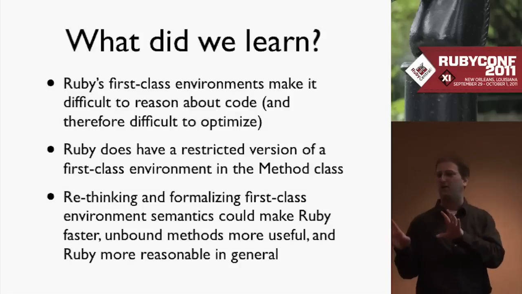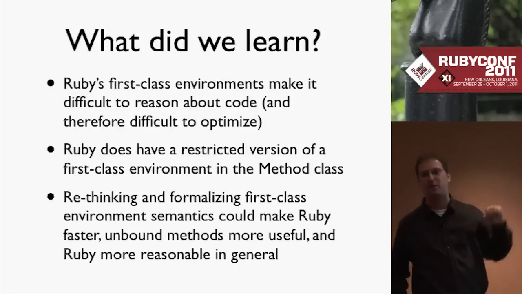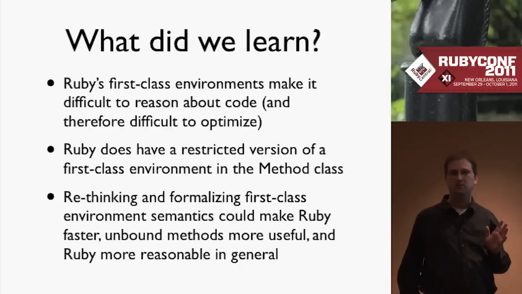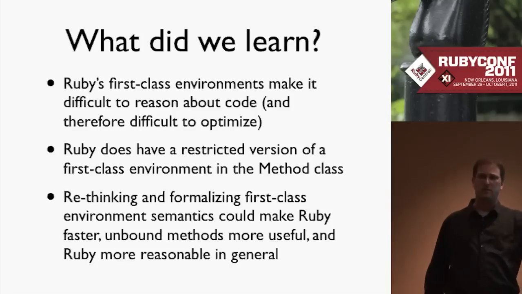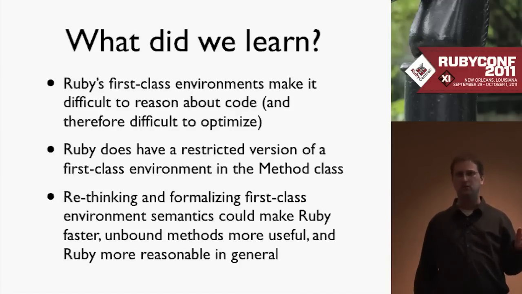We also have an eye to a way that we might be able to get to something more sensible with the method class, right? In fact, I think if we found a happy medium, it would benefit both first-class environments on procs and also the method objects that you get from calling the method method. Because currently when you call the method method, you can turn that method into a proc, you can unbind that method from its class, from its object. When you unbind that method, the only thing you can do is rebind it to another instance of the same class or subclass of that class.